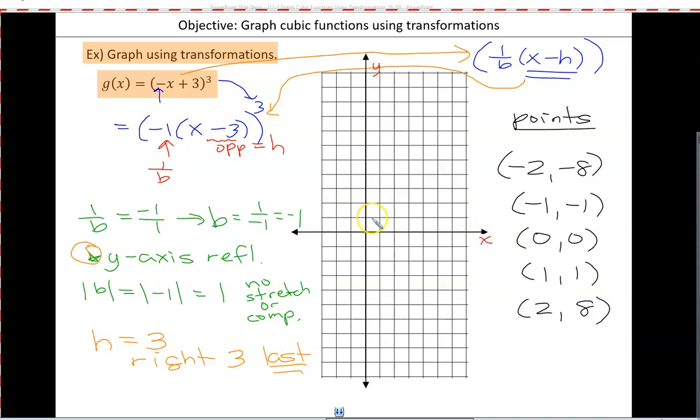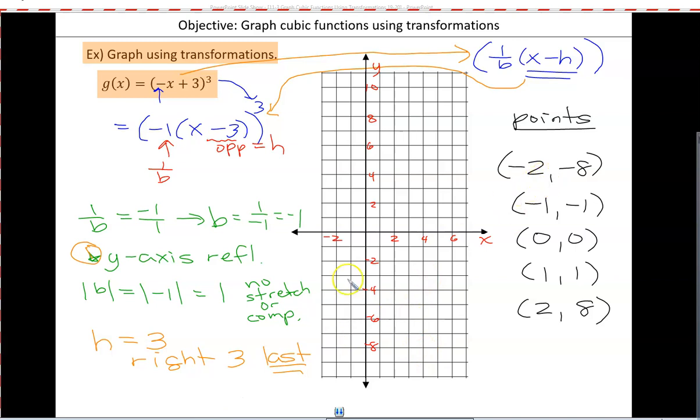So for y, this would be 1, 2, 3, 4, 5, 6, 7, 8, 9, 10. Do the negatives, the same scale. And then my x's, I'm going to use a scale of 1 also. So this is 1, 2, 3, 4, 5, 6. And my negatives, negative 1, negative 2. So now I'm going to start transforming my points.